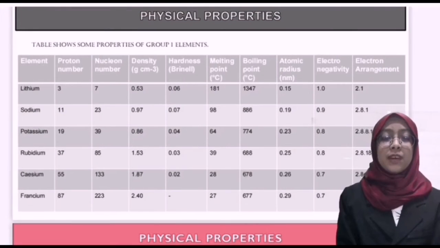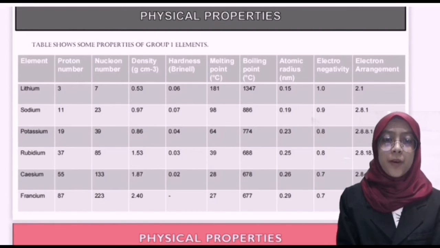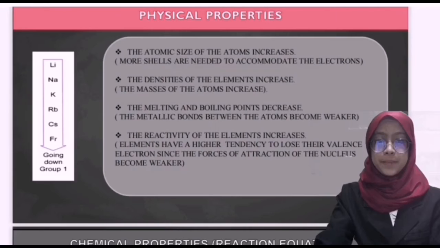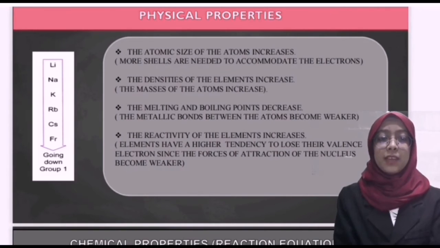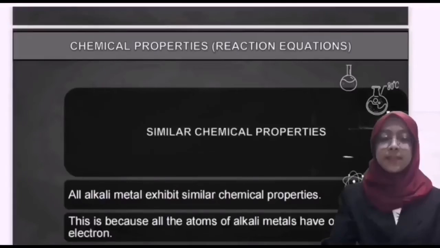These are the physical properties of group 1 based on proton number, nucleon number, density, hardness, melting point, boiling point, atomic radius, electronegativity, and electron arrangement. Going down group 1, the atomic size of the atoms, the densities of the elements, and the reactivity of the elements increase, but the melting and boiling points decrease. Similar chemical properties.